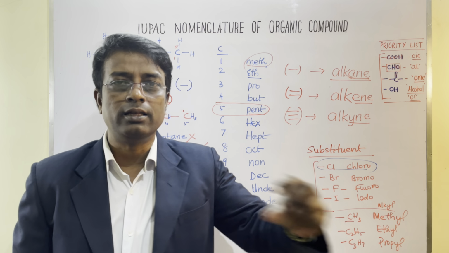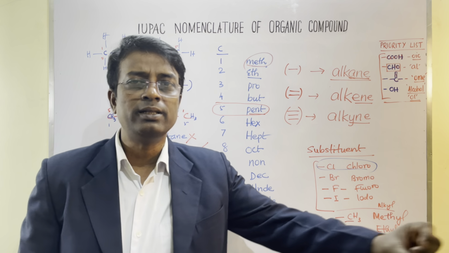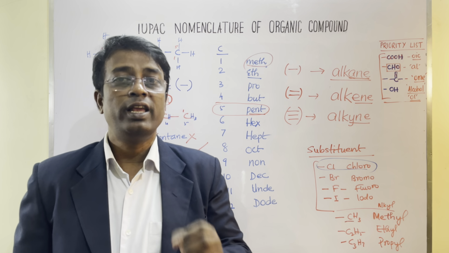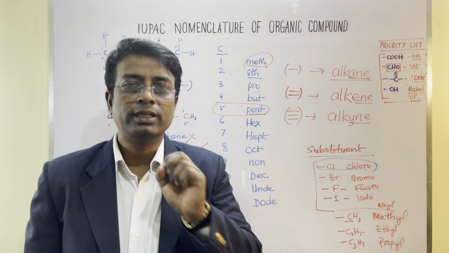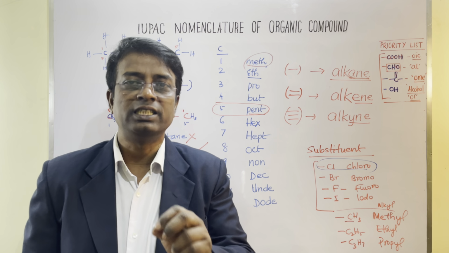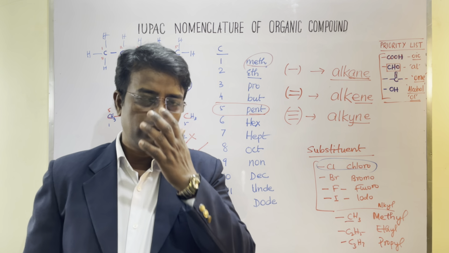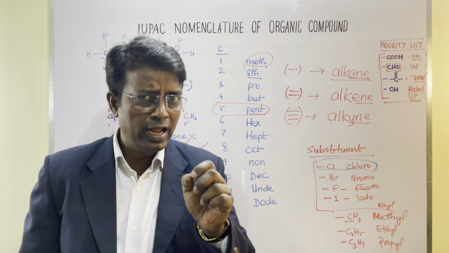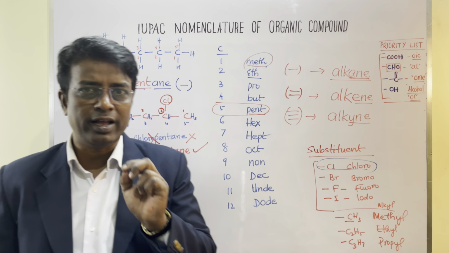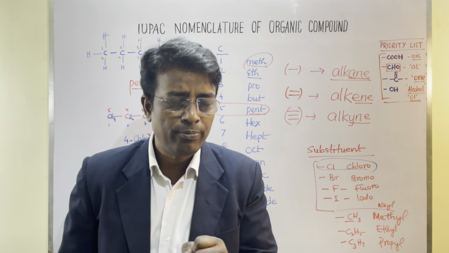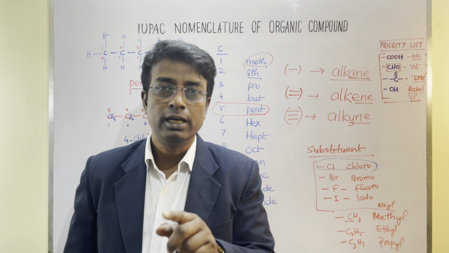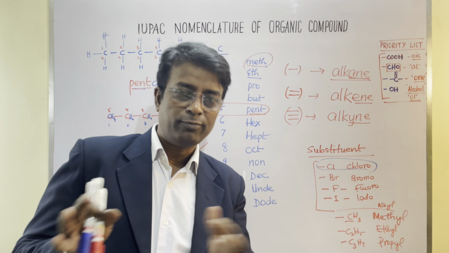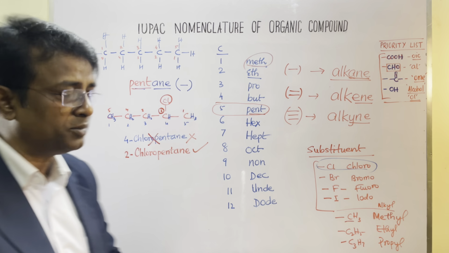One is we have to identify the longest possible continuous carbon chain. Second, we have to find the location of the substituent which is present along the side chain on the carbon atom. We have to identify that also. Now we have to assign the lowest possible value to the carbon atom to which that particular substituent is attached. Here in this case it's chlorine. So we have to be a little flexible here in terms of naming.